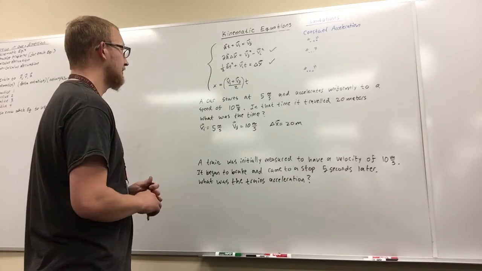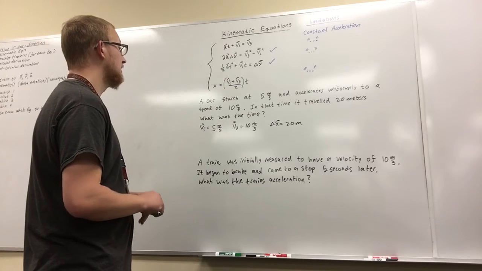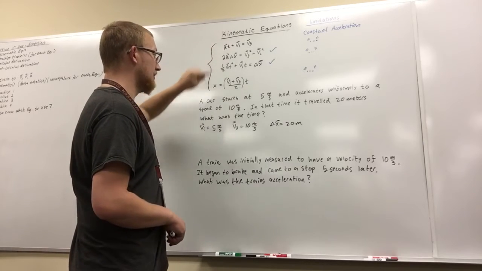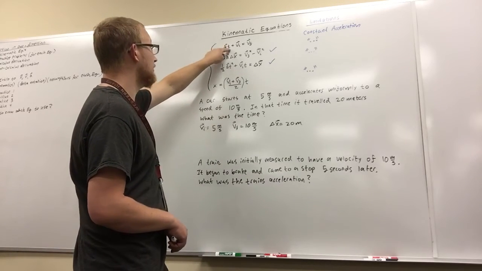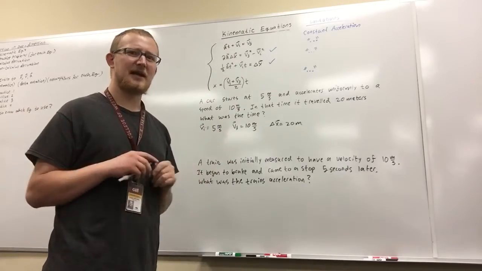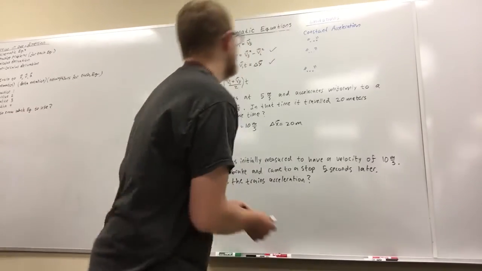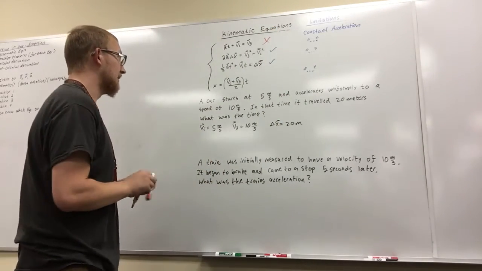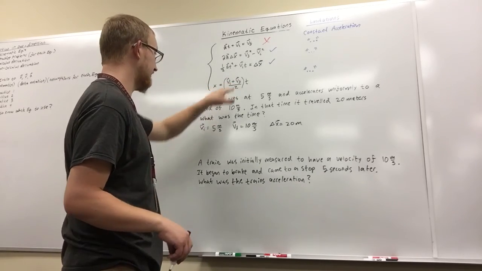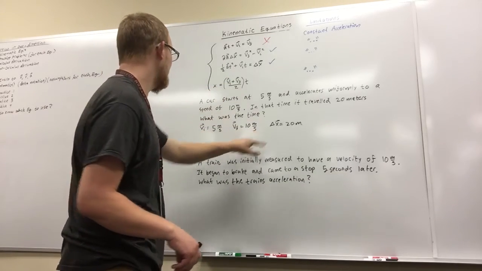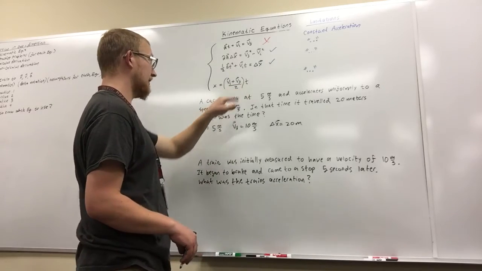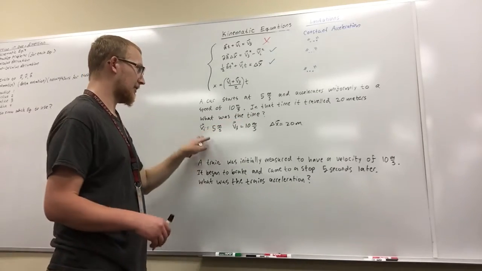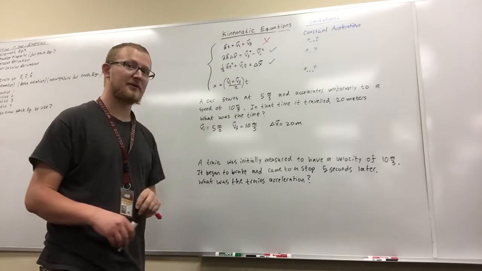And so we could start up here. This problem has acceleration in it. We don't know acceleration, so there's one unknown. We don't know time, so there's two unknowns. With two unknowns, I'm already like, let's not even try this one. And then this one down here, we've got v initial, v final, delta x, and we're looking for time. So we have one unknown, and that's time. All the other variables are known.